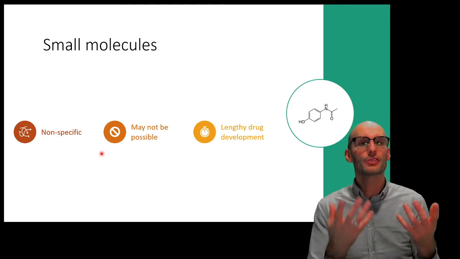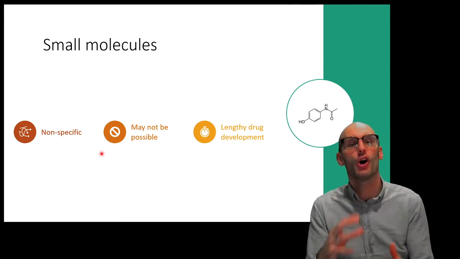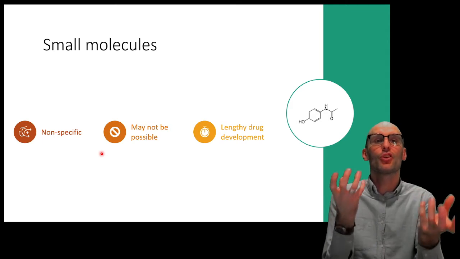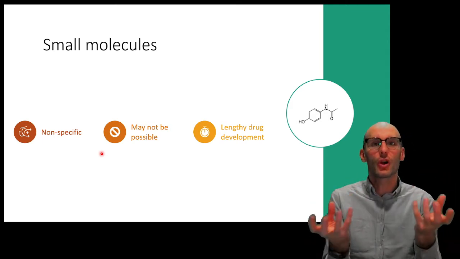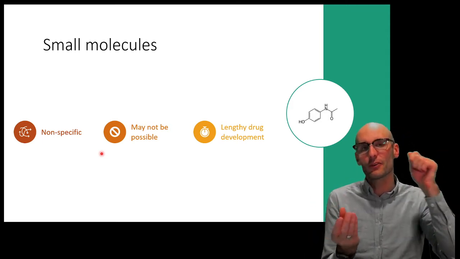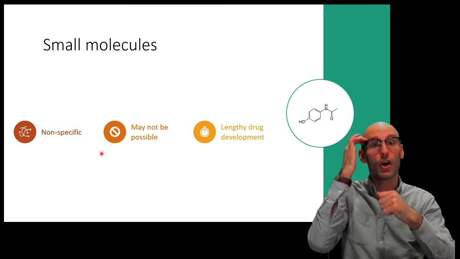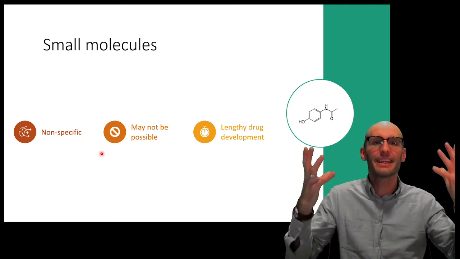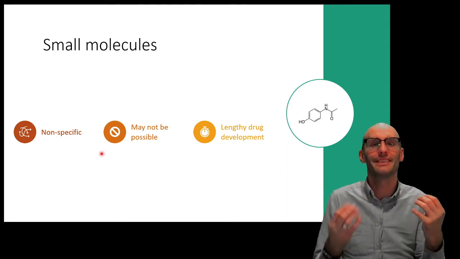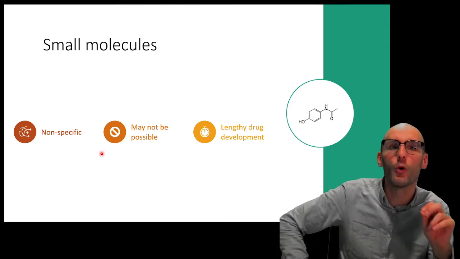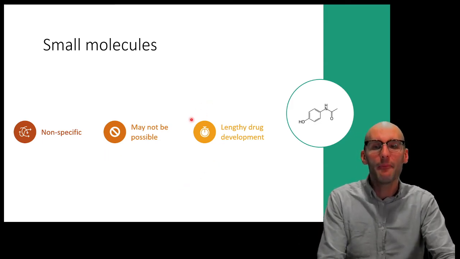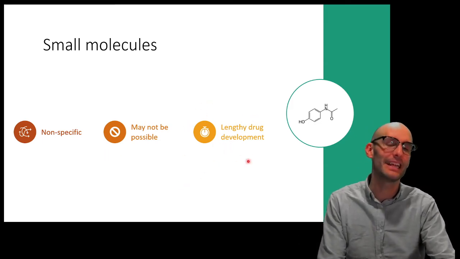We could do all the drug development in the world, and it may be impossible to target one receptor over another. Perhaps those locks are so similar that it's very difficult to develop a key that will only unlock one of those locks and not the other. There's no universal principle that says you should be able to develop a small molecule to target that protein specifically. And because of this, it also has lengthy drug development.